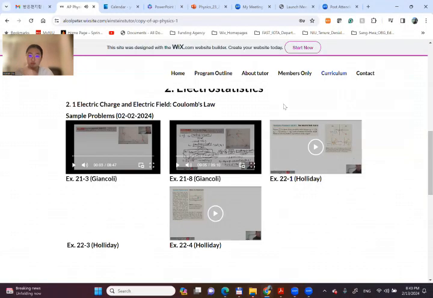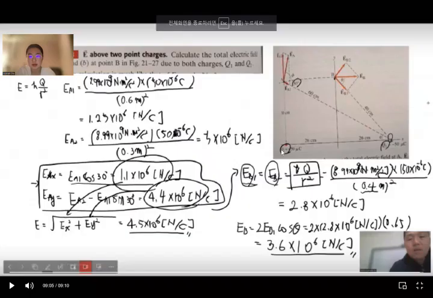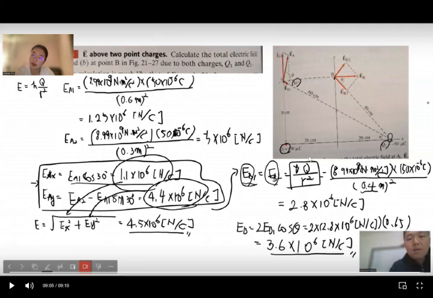Okay. Does it make sense, or do you have any question? I don't understand the very last part, where it's 2 EB cosine theta. Because they're basically the same electric field from both sides, so the x directions would cancel, and then you would have double the y directions. So wouldn't it be 2 EB sine theta?